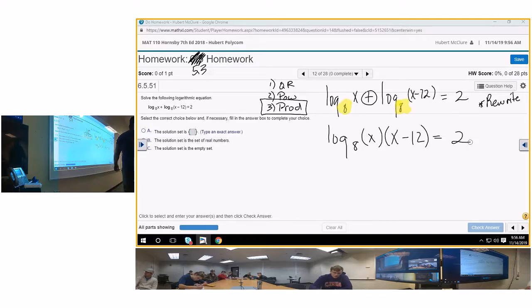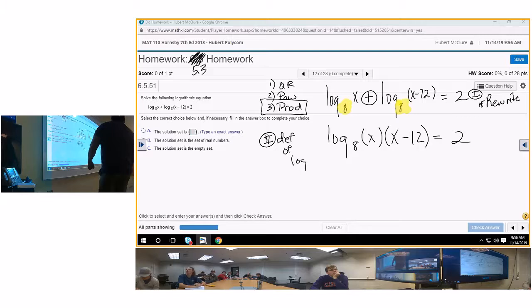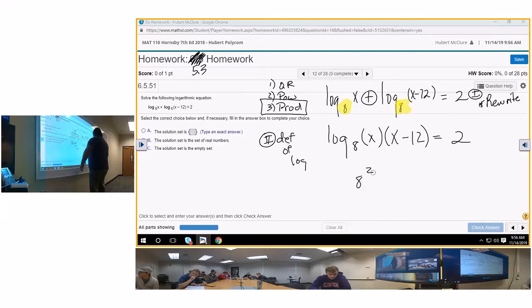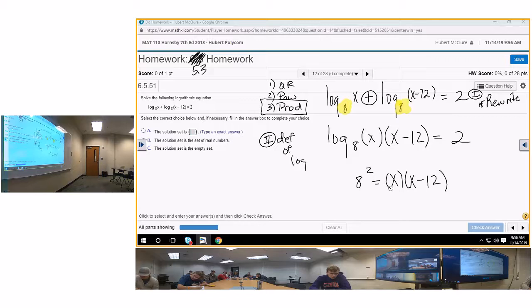Now we can use the definition of logarithm. Okay, so I guess you call this rewrite number 1. And then after you rewrite, use the definition of a logarithm. A to the y is equal to x. A to the y is equal to... And now what do we have? I have a pre-algebra problem. So finish it.